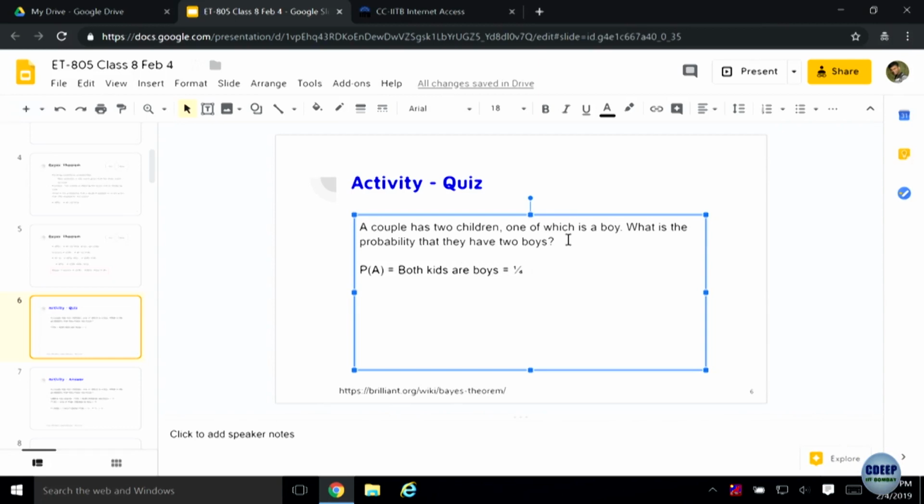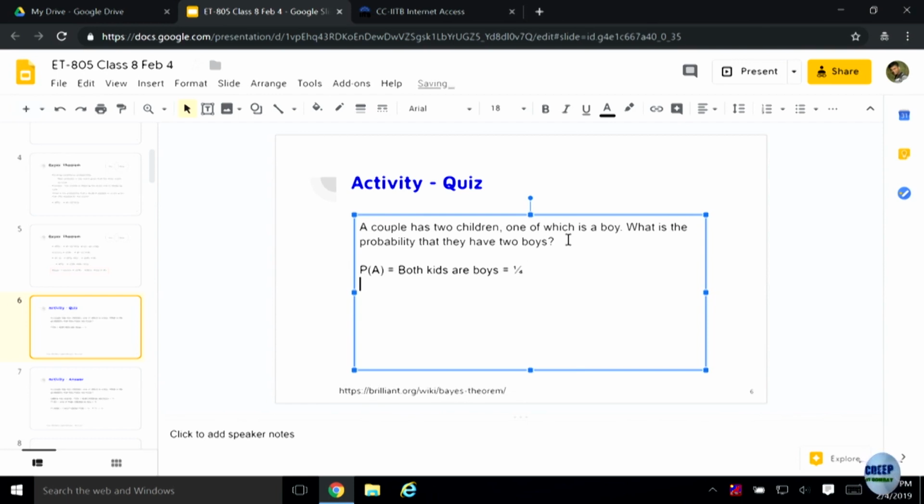There are four combinations possible. Four combinations. It doesn't matter, both boy, boy, girl, girl. It's actually the first kid, second kid that matters. If you roll a dice or toss a coin, you have to consider everything as equally likely, because they are two different events or entities, they are two persons. So both kids are boys is 1 by 4.